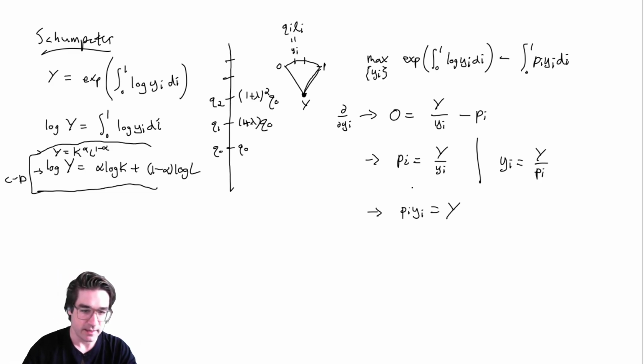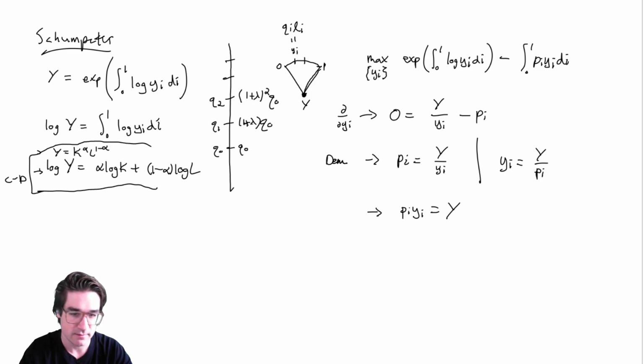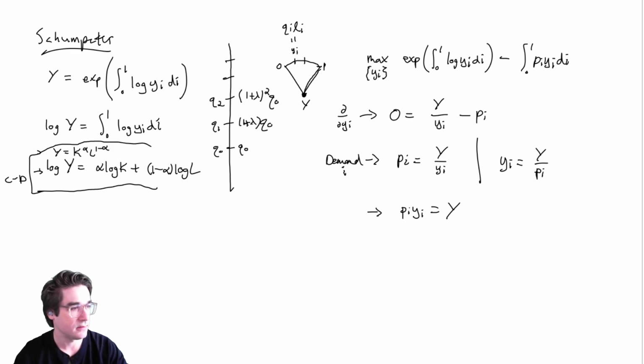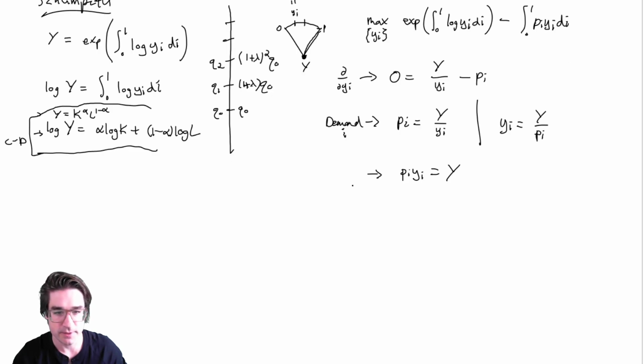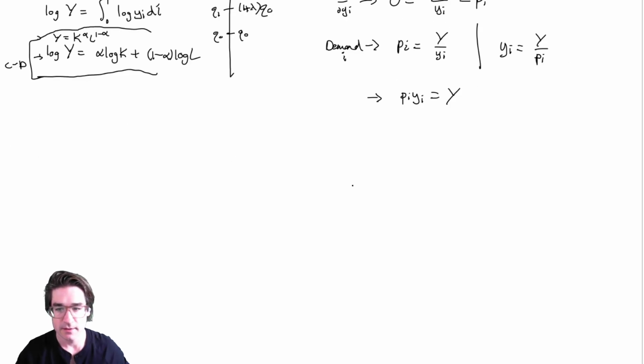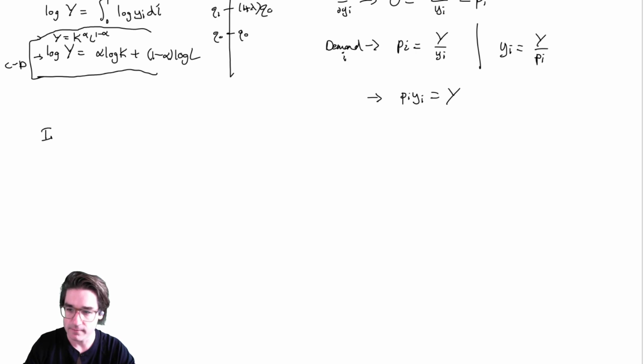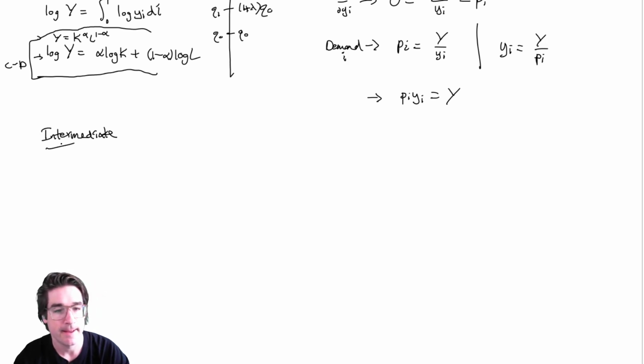So this is what we needed. Either of these two, because they're equivalent in most cases, is like a demand setup for good i, given a price and everything. And with that, we can step into the problem of the intermediate producer. So let's do that. Now we're thinking about the intermediate producer.